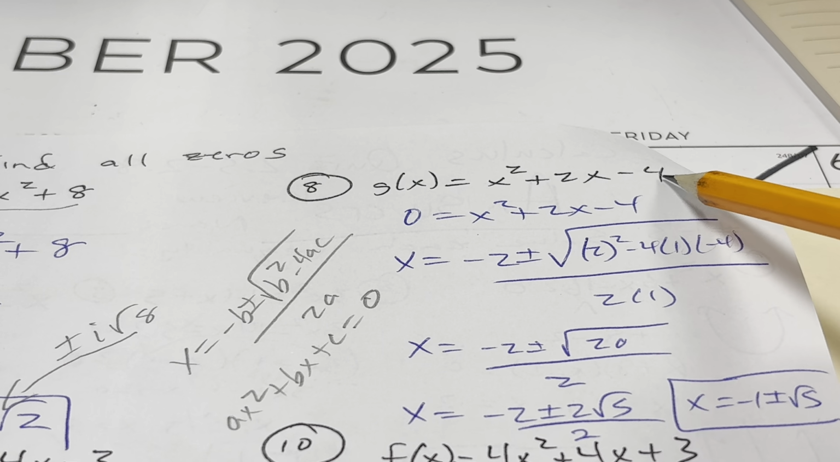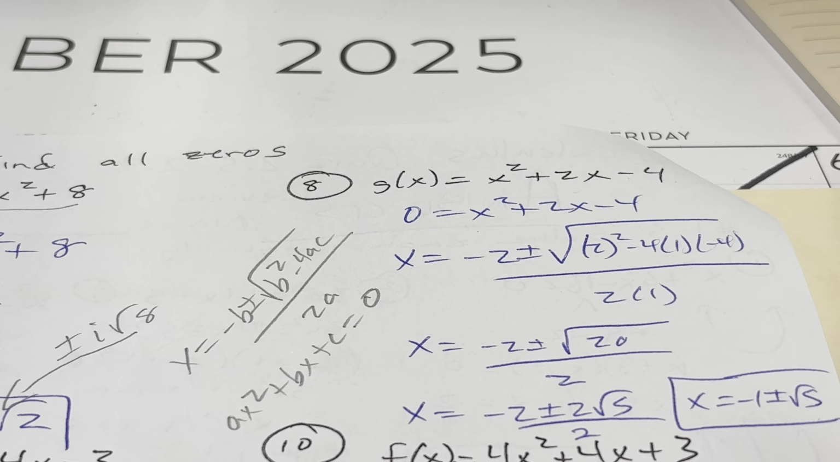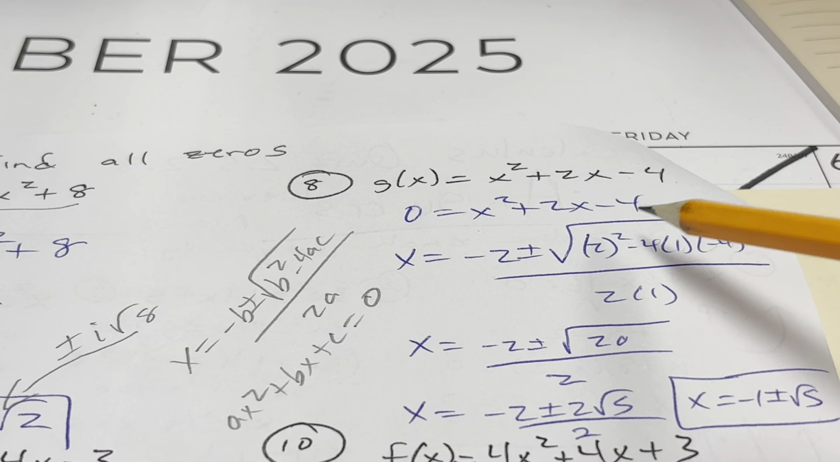So first off, I ask myself, because if it can factor, I want to factor it. What multiplies to 4 and differs by 2? Only way to get 4 is 4 and 1, and 4 and 1 differ by 3. This can't factor. So x equals the opposite of 2, plus or minus the square root of 2 squared minus 4.